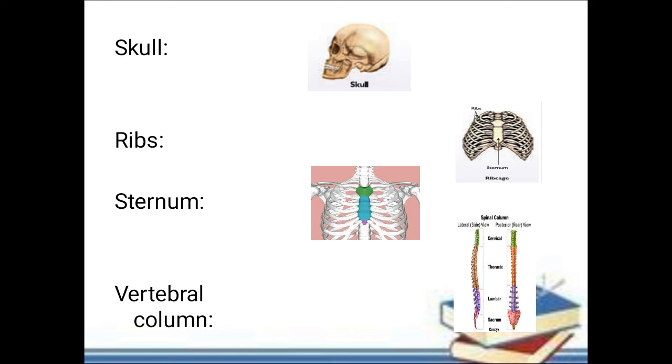Okay, so we saw about the skull. It has 22 bones. It protects the brain. And ribs, it has 24 bones and it helps in the protection of lungs. Then sternum, it is a flat, dagger shaped bone present in the middle of the chest. Along with ribs, it protects the lungs and heart. Then vertebral column, it consists of 33 bones, all of different sizes and shapes. It protects the spinal cord.